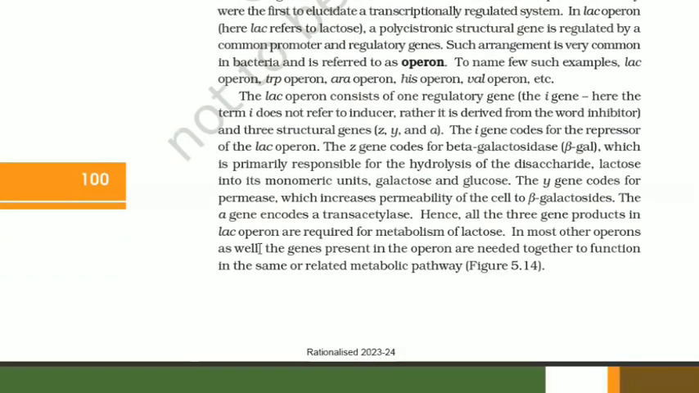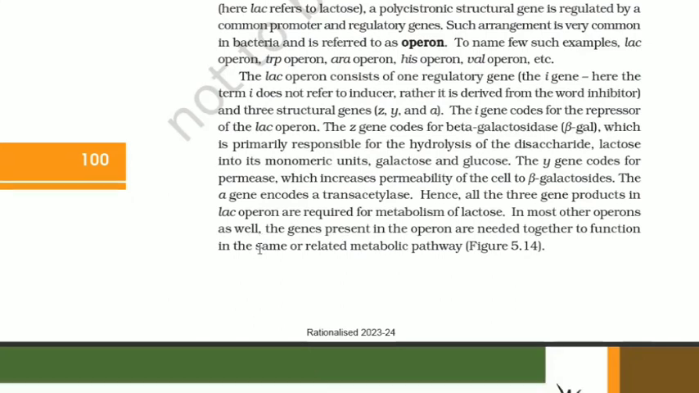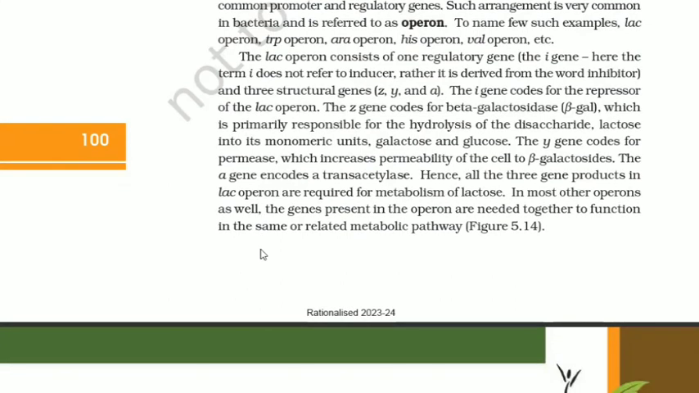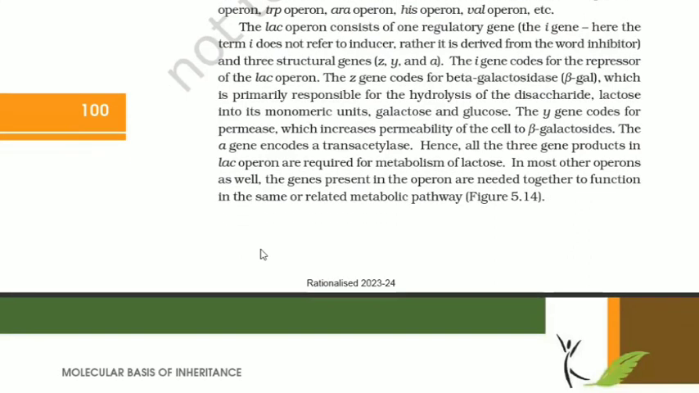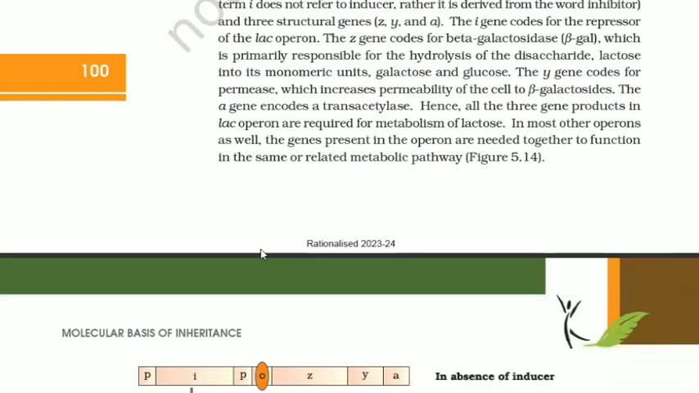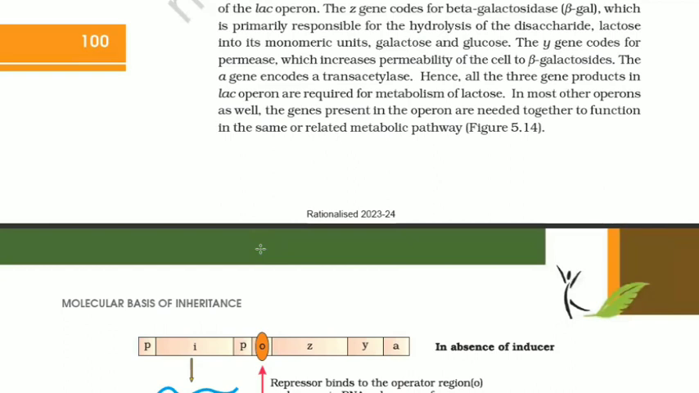The LAC operon consists of one regulatory gene, that is the I gene. Here, the term I does not refer to inducer, rather it is derived from the word inhibitor. And three structural genes, that is Z, Y, and A. The I gene codes for the repressor of the LAC operon. The Z gene codes for beta-galactosidase, which is primarily responsible for the hydrolysis of the disaccharide lactose into its monomeric units, galactose and glucose. The Y gene codes for permease, which increases permeability of the cell to beta-galactosides. The A gene encodes a transacetylase.